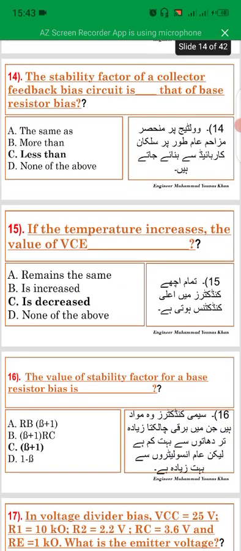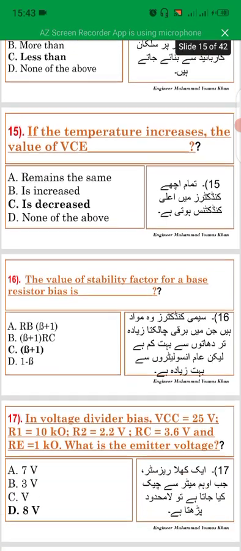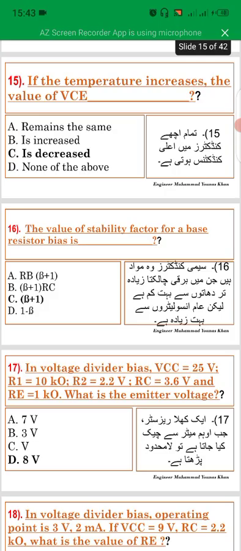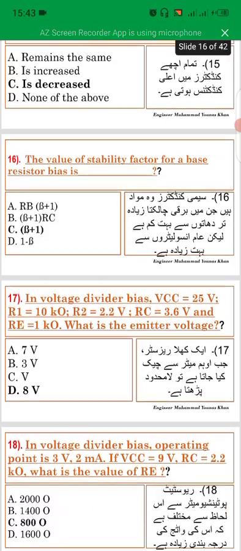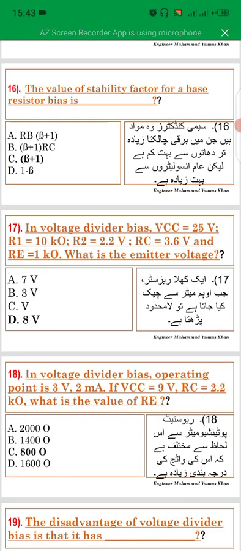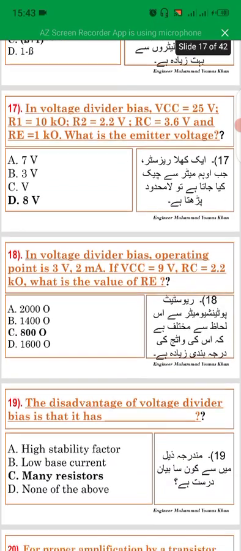The stability factor of a collector feedback bias circuit is less than that of base resistor bias. If the temperature increases, the value of VCE is decreased. The value of stability factor for a base resistor bias is beta plus 1.